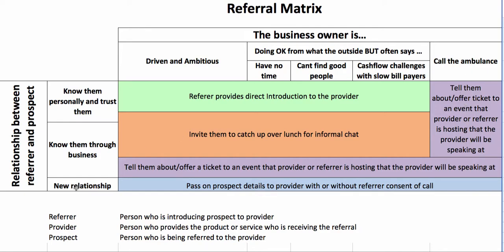The final stage of the relationship is if it's a brand new relationship, you don't know them that well and you've heard them talk about these signals up here. What you can do then is pass on the prospect's direct details to me or the provider with or without your consent to call. So it might be just a cold referral saying, hey Brad, heard this guy talking the other day about how he can't find good people. Maybe worthwhile giving him a call. In which case I might say to you, cool, great, I'll give him a call. Do you mind if I mention you? And if you say, no, I'd rather you didn't, then that's cool, I'll respect that. And it'll be coming to that person as a complete cold referral.